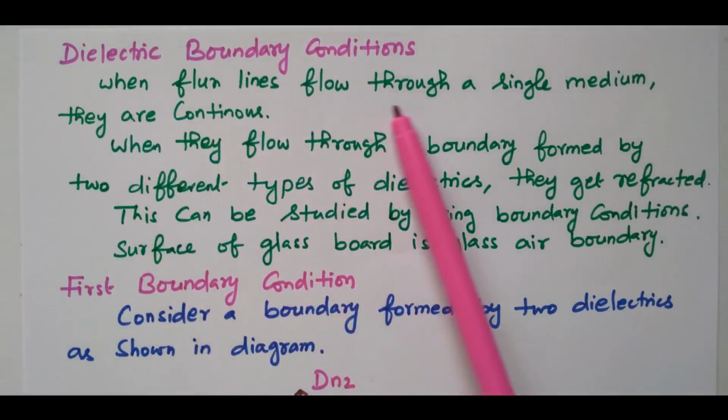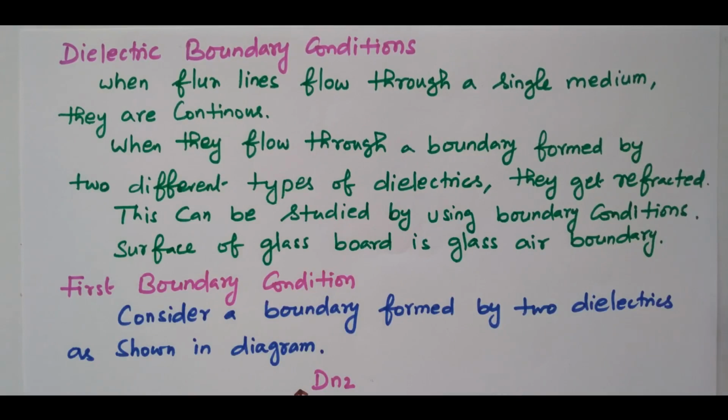When the flux lines flow through a single medium, they are continuous. If the flux is flowing through a single dielectric, it will be continuous, there is no disturbance. When they flow through a boundary formed by two different types of dielectric, they get refracted. If the flux line is flowing from one dielectric material to another, there may be a change both in magnitude as well as angle. This can be studied by using boundary conditions. We are going to study whether there is any change in the flow of flux in magnitude and angle in this boundary condition.